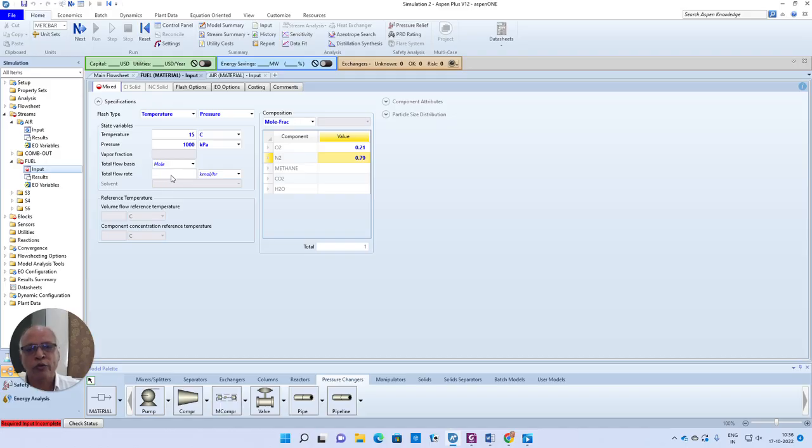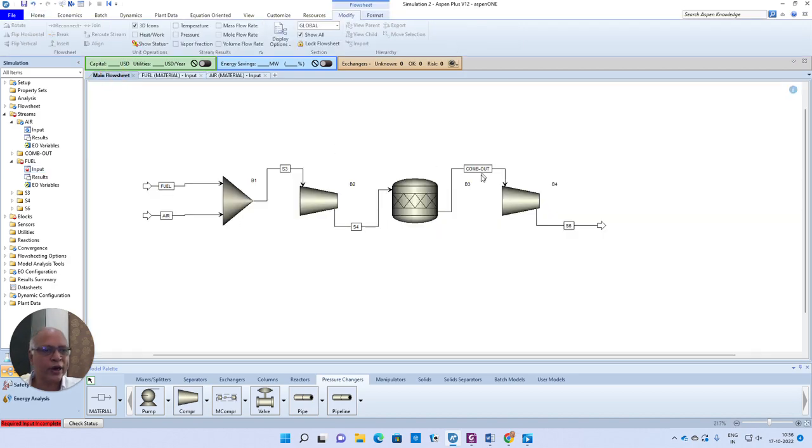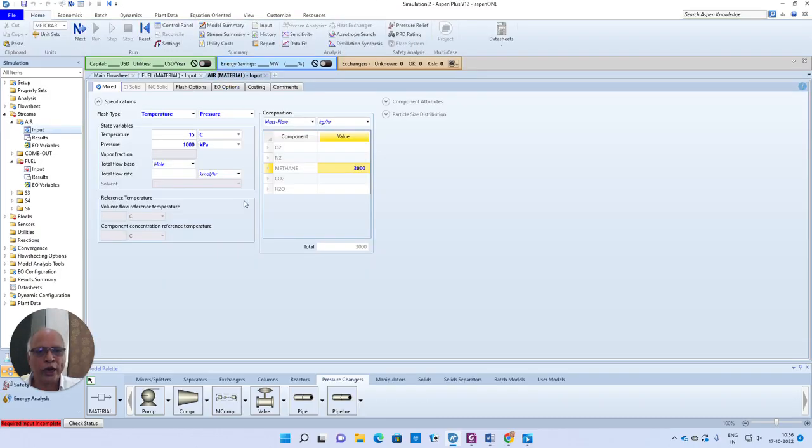Right. But what about the flow rate? Of course, we need to find out the air flow rate that is going to give us the required temperature of 1400 degrees centigrade at this outlet. So to start with, we may have to assume the flow rate.